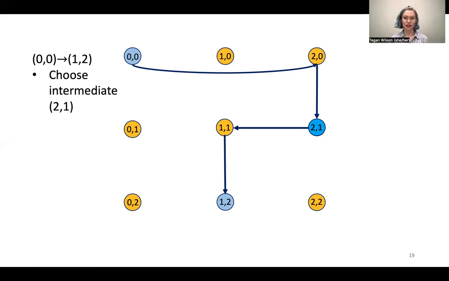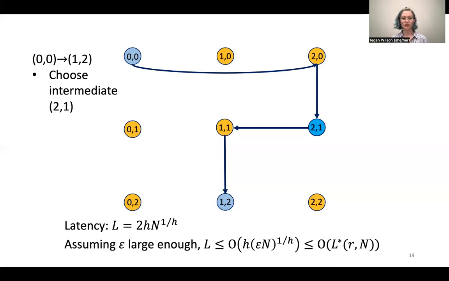And this idea generalizes into higher levels h using an h-dimensional hypercube topology, where h is just the floor of 1 over 2R. It's that parameter that we saw earlier that indicated which step of the curved stair-step function we were on. And in total, for any value h, this gives an overall maximum latency of 2h times n to the power 1 over h, where that factor of 2 is just coming from the Valiant load balancing. And when epsilon is large enough, this latency is at most big O of L star.